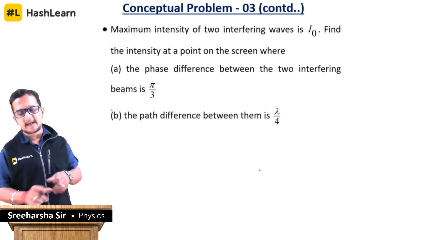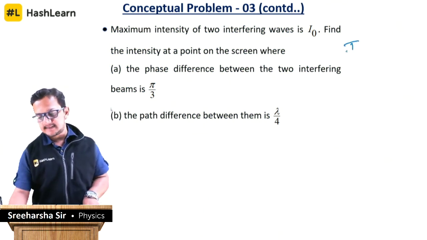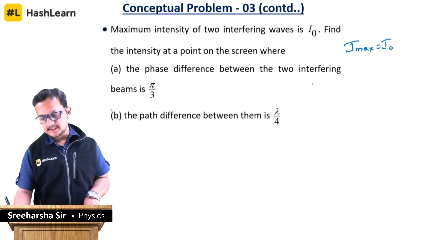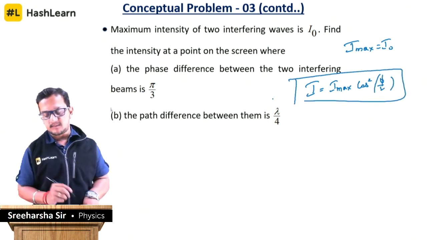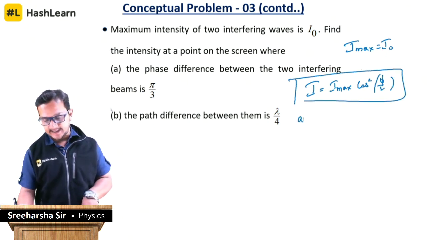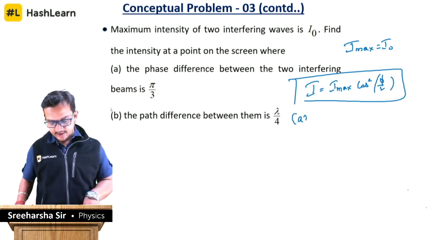So here the given data is I max is equal to I naught. The shortcut for this formula is you can take it as I equals I max cos square phi by 2. So this is the formula which you have to use, students, for the point A. So I don't know what is the value of I.